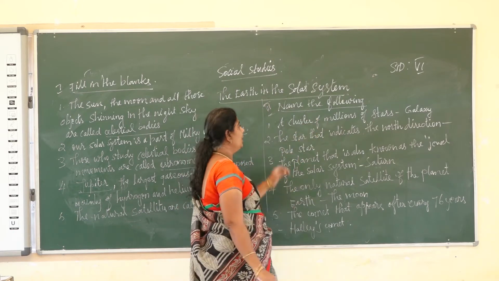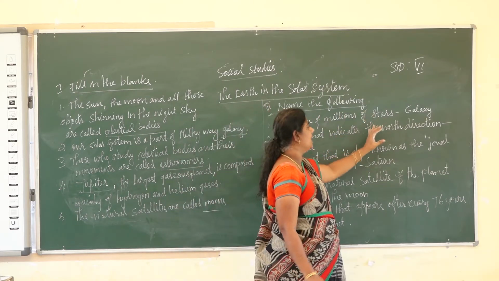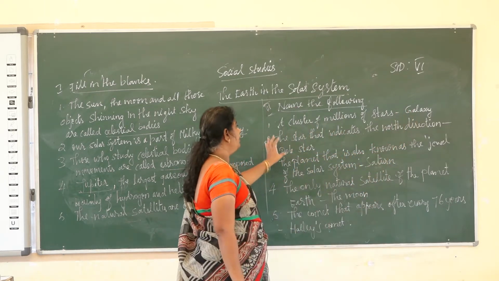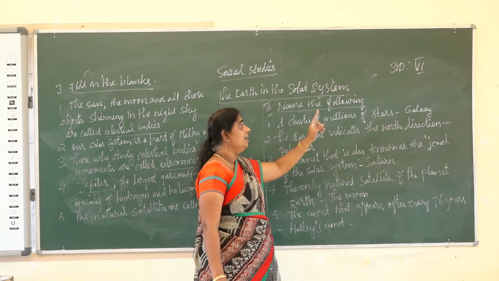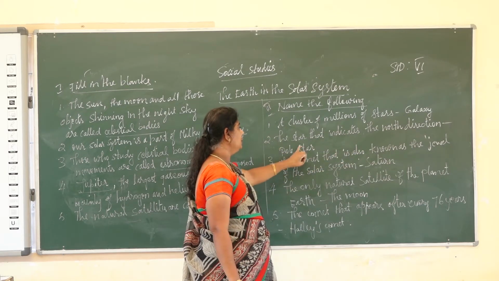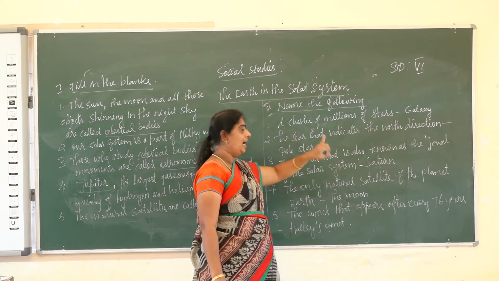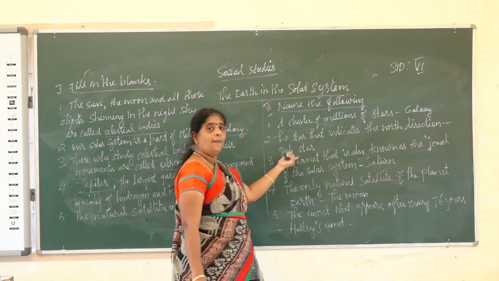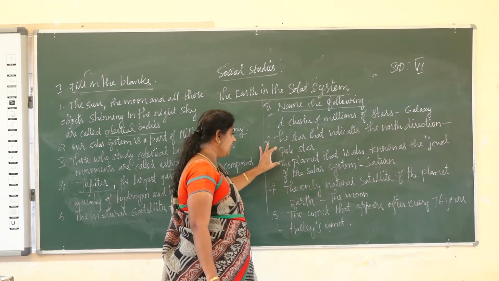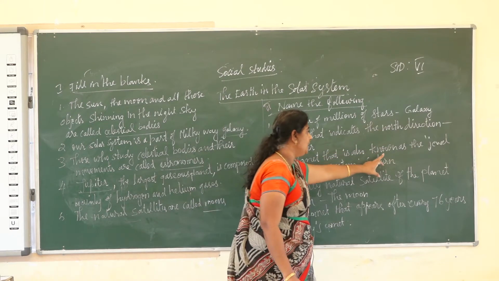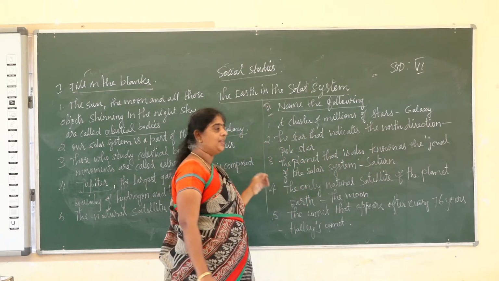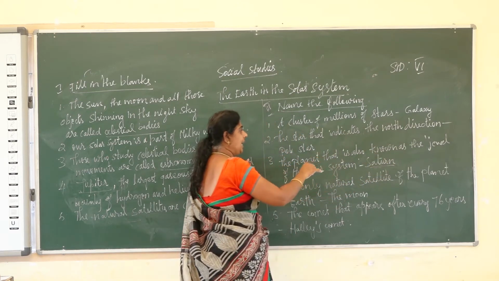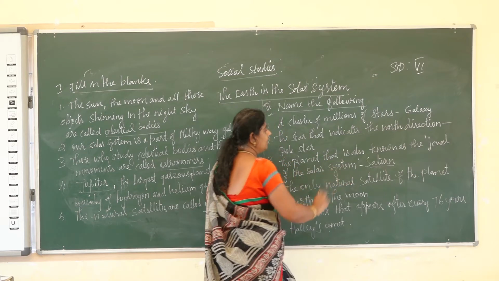Name the following. A cluster of millions of stars together is known as a galaxy. The star that indicates the north direction is the pole star. From that we can find the other directions. The next one is the planet that is also known as the jewel of the solar system. That is Saturn.